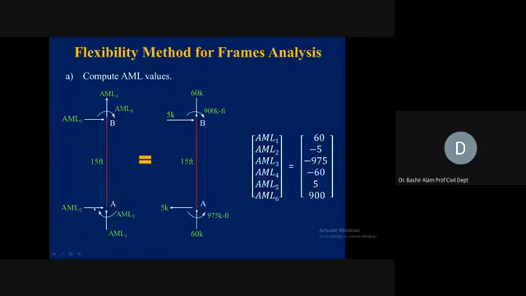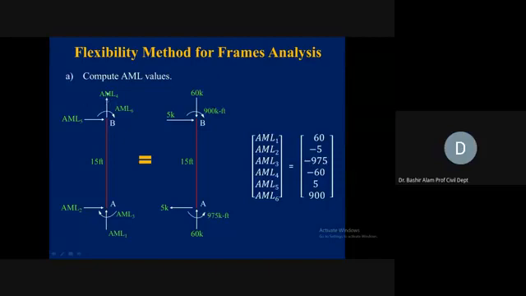AML2 is how much? It is rightward positive direction, so it is in the opposite direction. So this is becoming -5. So here we write the -5. AML3, it was clockwise. Here it is counterclockwise. So this is becoming -975.